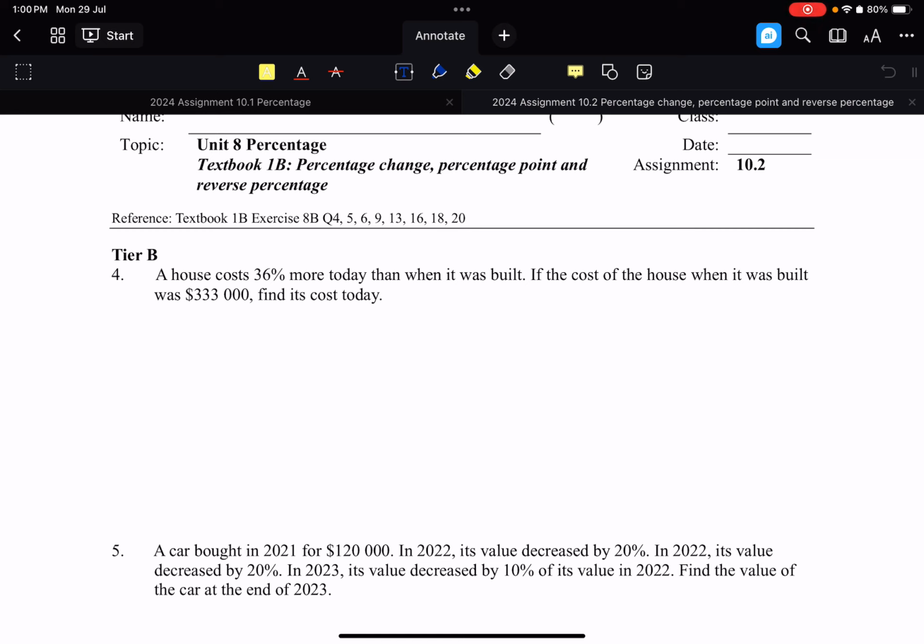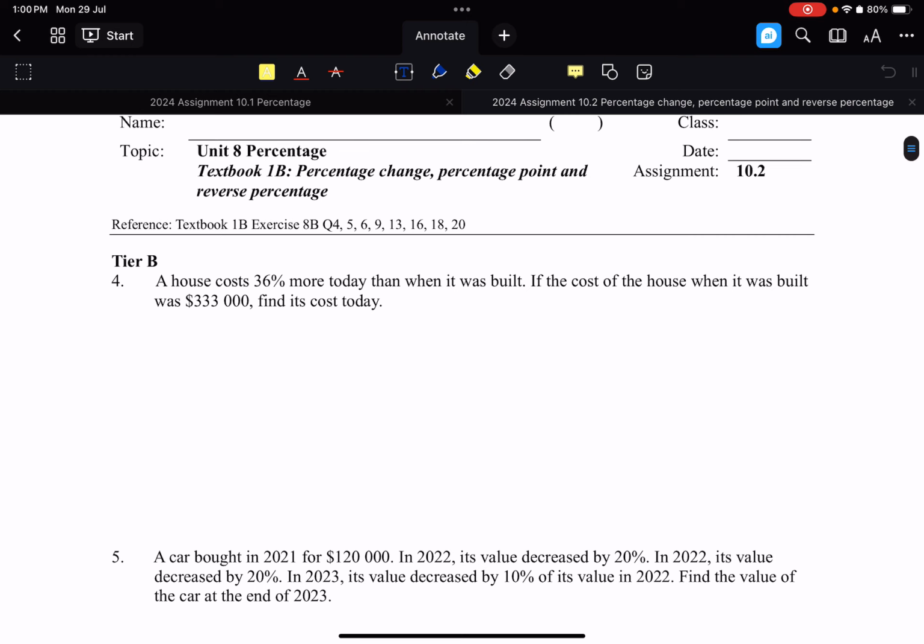Let's begin. A house costs 36% more today than when it was built. If the cost of the house when it was built was $333,000, find its cost today. So again, very straightforward question, nothing too complicated.